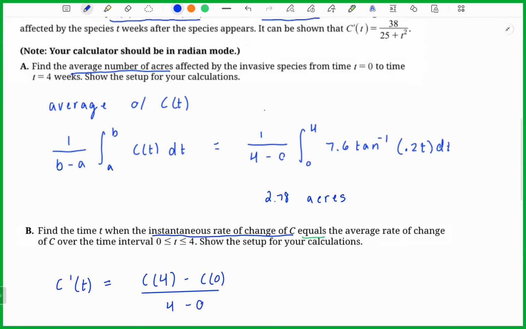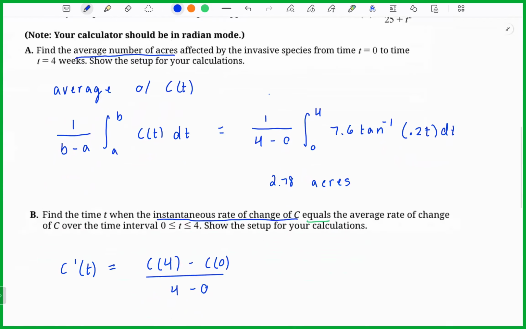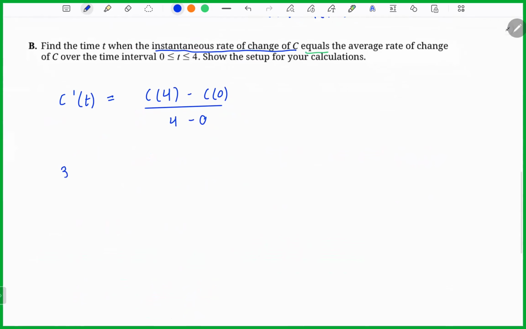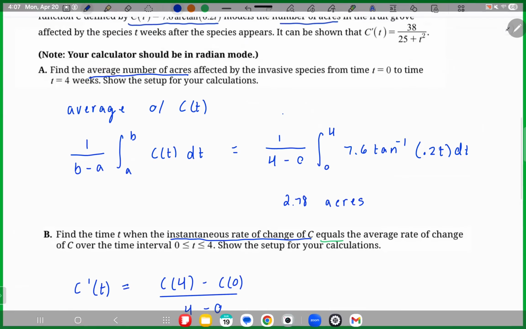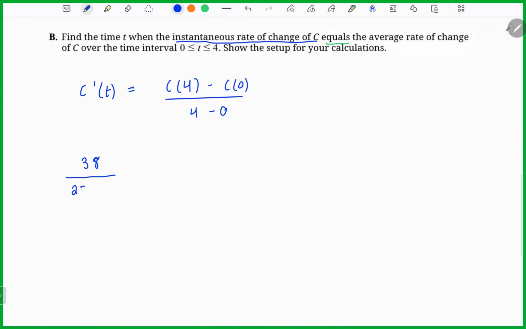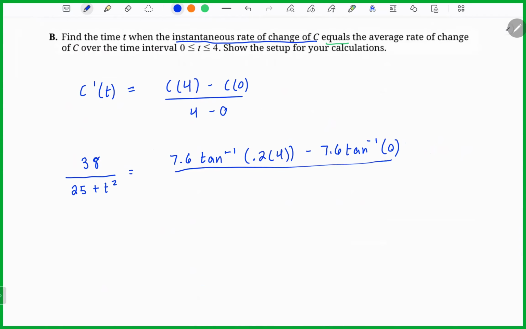We know that C prime of t is equal to 38 over 25 plus t squared. So 38 over 25 plus t squared is equal to 7.6 arctan of 0.2 times 4, all over 4.